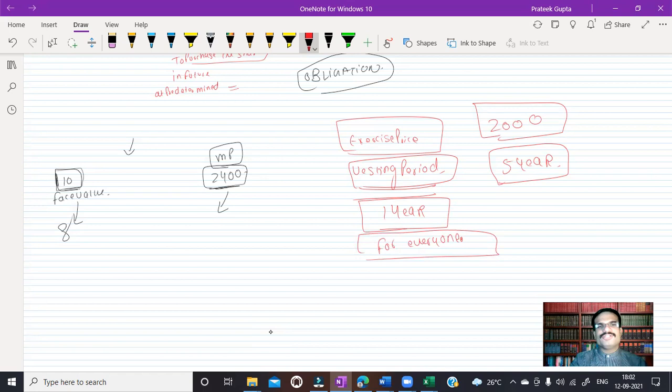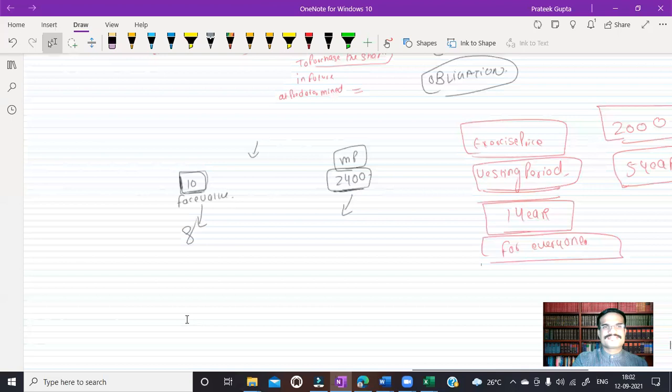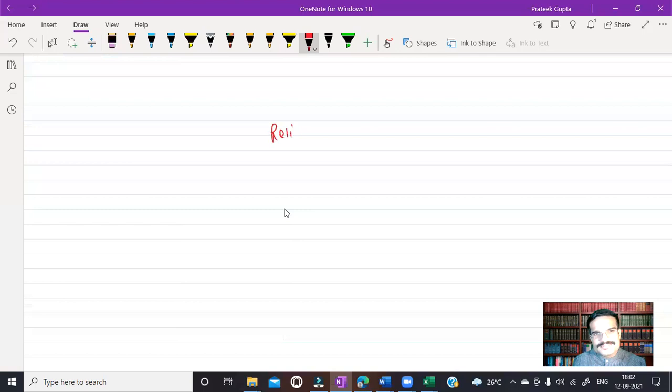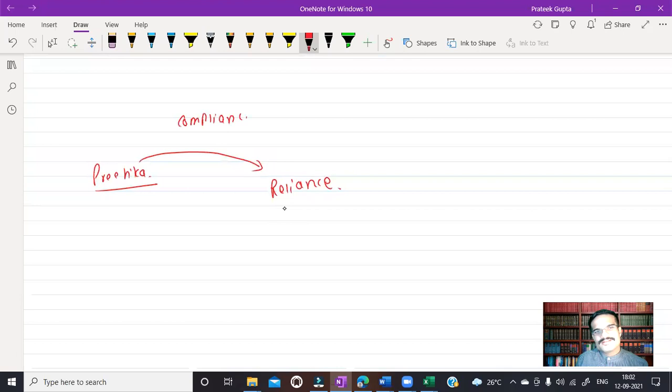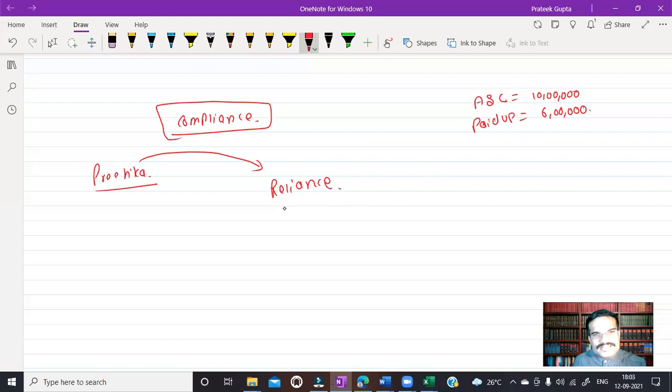Now, let me tell you the procedural aspect of ESOPs. For example, beta, this is Reliance. Another example, Prithika madam. She's also very hardworking. Prithika madam is joining Reliance Industries as the compliance officer. No problem, sir. The authorized share capital of Reliance is, let's say, 10 lakh. The paid up share capital of Reliance is, let's say, 6 lakhs. No problem as such.